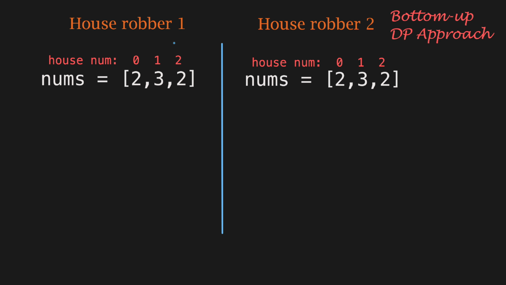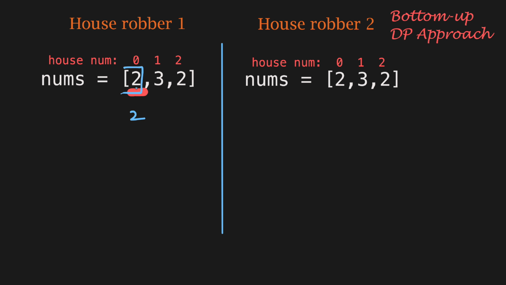Now in terms of solution, first let's briefly recap how we solve House Robber 1 using the example and then we proceed to House Robber 2. In House Robber 1, we use the bottom-up dynamic programming approach where we start with the first house, that is with i equal to 0, and we simply check what is the maximum loot we can rob up to this point. And here the answer is 2 because we have only one house to rob from.